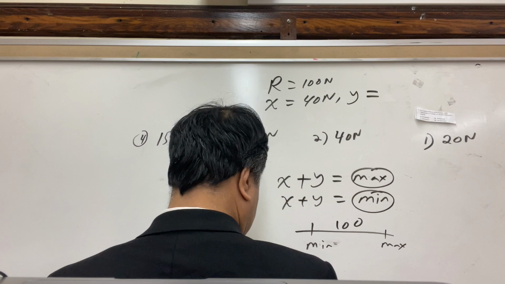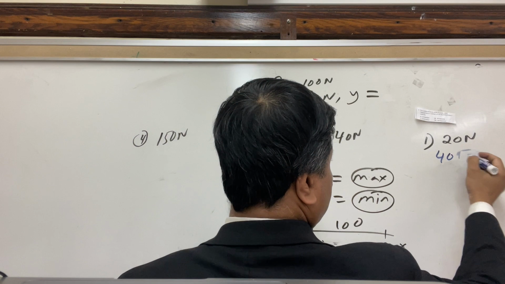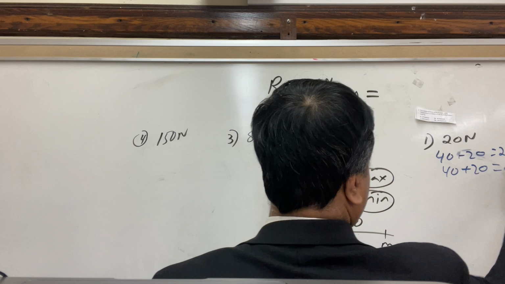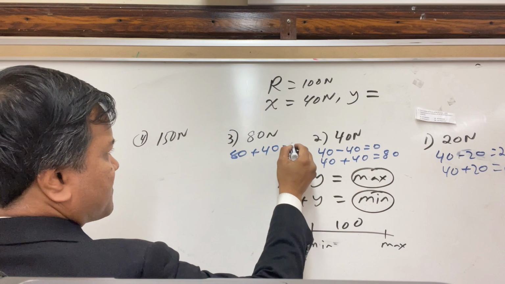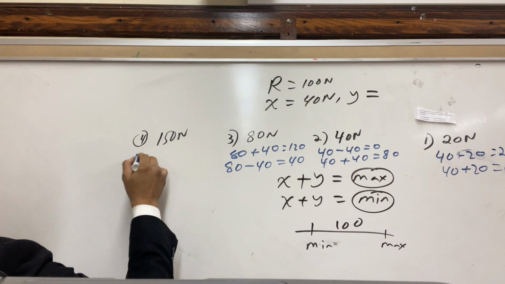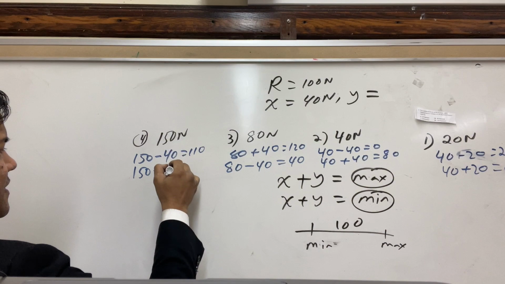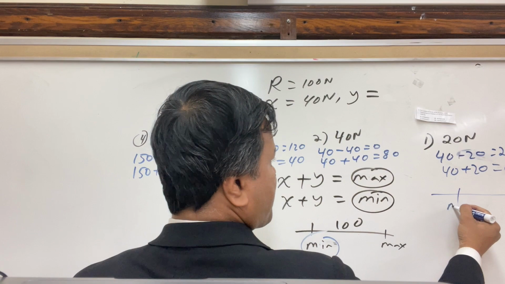So 40 plus 20, 40 minus 20, that gives 20 and 60. 40 minus 40 is 0, 40 plus 40 is 80. 80 plus 40 is 120, 80 minus 40 is 40. 150 minus 40 is 110. 150 plus 40 is 190. Okay, so you have min and you have max.